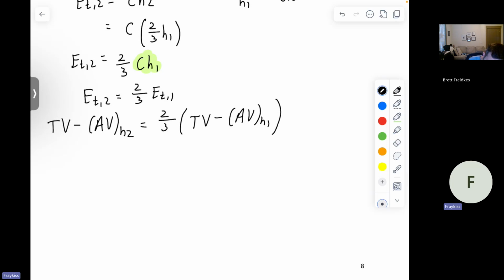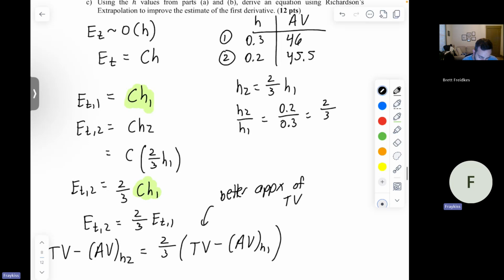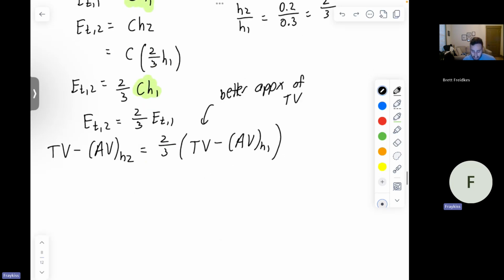We just have to do some algebra now in order to solve for the true value. Now, this isn't exactly the true value. This is just going to be a better approximation of the true value. But we write it like that based on the definition of the true error. And again, the reason is that these expressions aren't exactly equal. It's just what we're using if we assume that h is small enough, and we'll neglect all the higher order terms. But maybe what I can do is multiply both sides by 3.